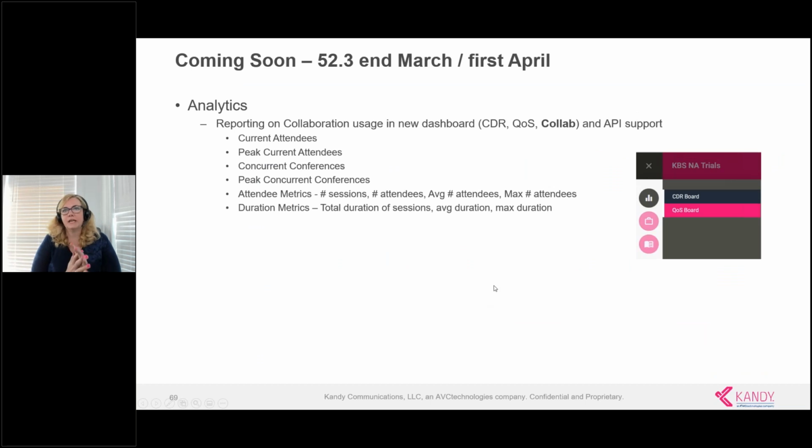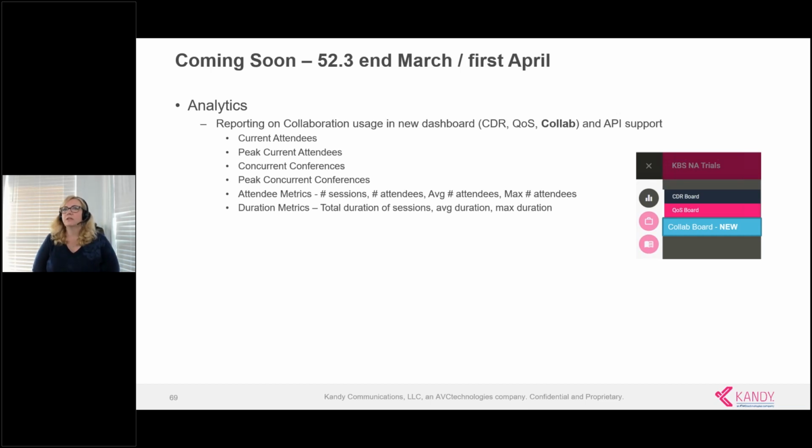Finally, and I appreciate everybody for staying on with us here. We've gone over just a little bit, but under the CDR and the QoS dashboard, one thing that we're adding in the next release that's coming out the end of March, the 1st of April, is a new board called Collaboration. It's going to give you details on the attendees of the Smart Office Collaboration, the peak attendees, concurrent conferences, peak conferences, and a lot of information around attendee metrics and how long those sessions were for. So that will give you a better indication of that.